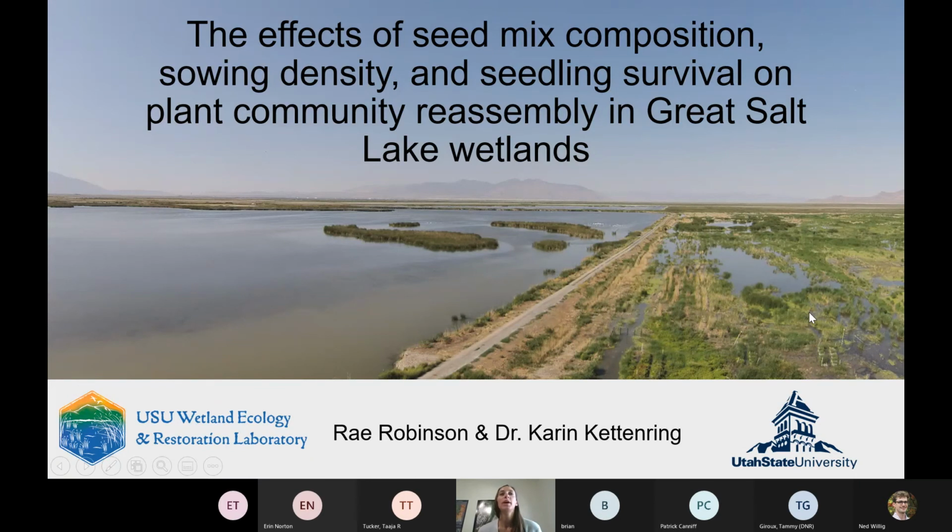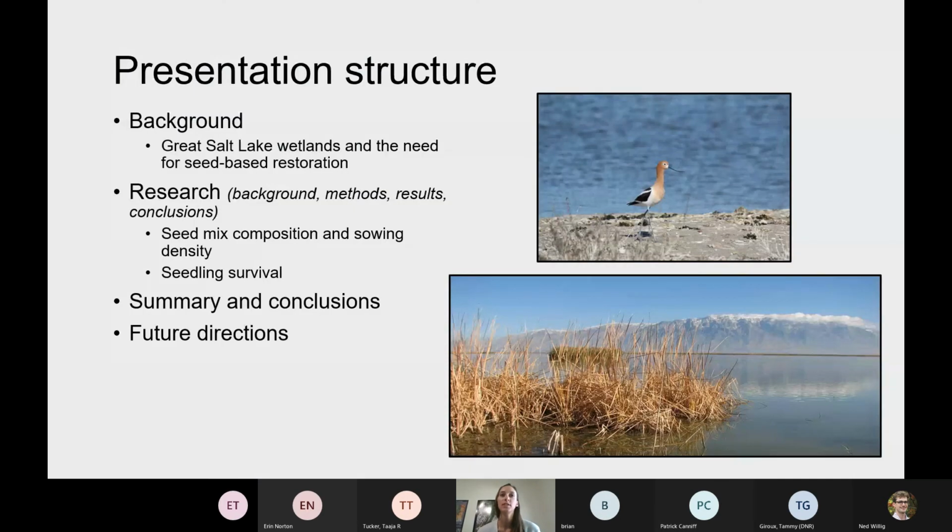So I'm going to talk a little bit about Great Salt Lake wetlands and the need for seed-based restoration. Then I'll move into my research that focuses on seed mix composition and sowing density. And then also fine-scale demographic data collection looking at germination, emergence, and seedling survival. And then I'll end with summary and conclusions and also some future directions.